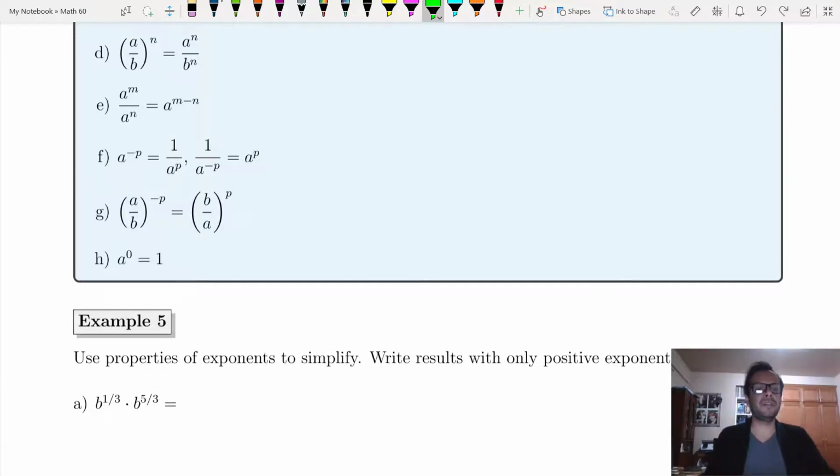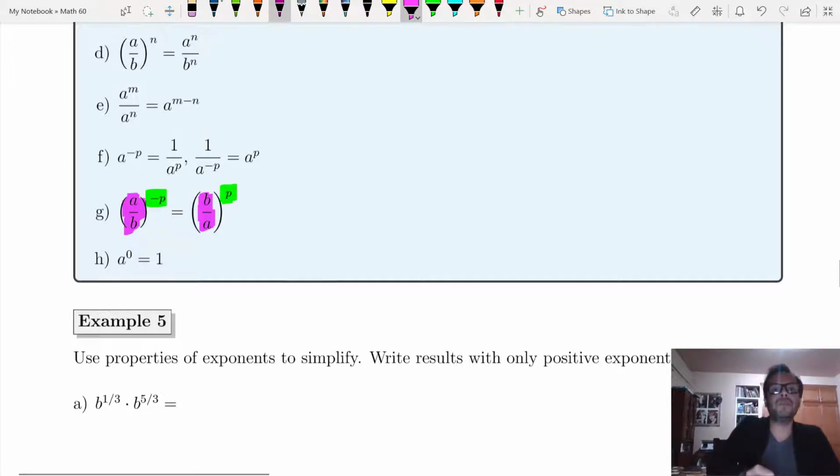So let's see. This is a very interesting one. What about when we have a rational quantity, a quotient, raised to a negative power? We can change that negative power into a positive power, provided you flip, or write the reciprocal of, the rational quantity inside of the parentheses. For example, let me make something up. What if I have, I don't know, 3/5 raised to the negative fourth power?